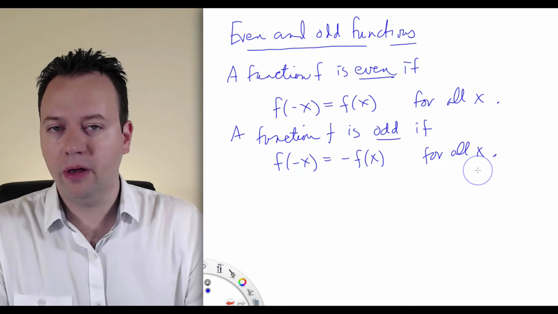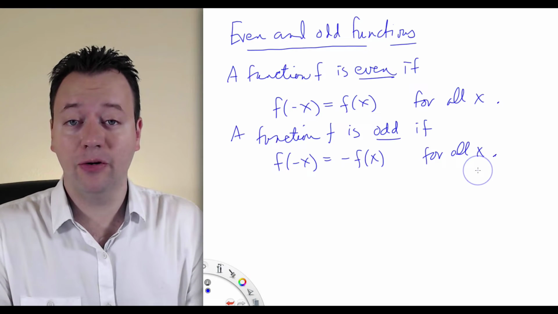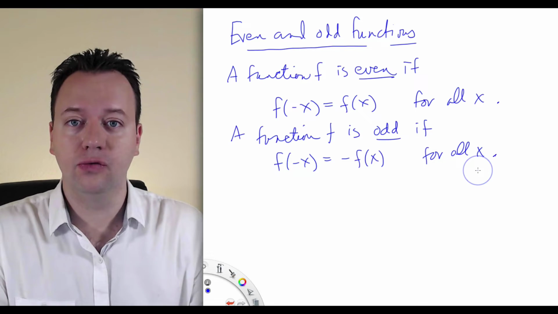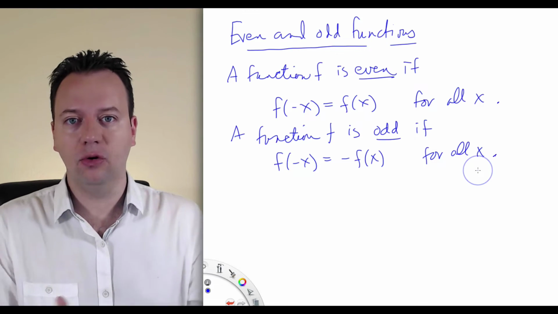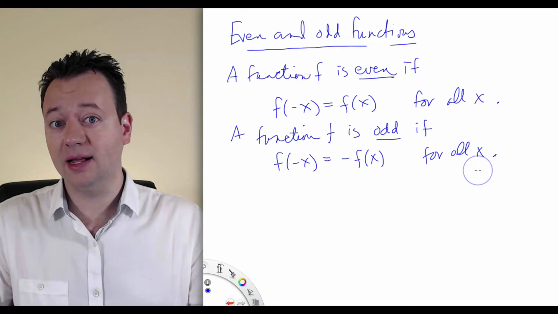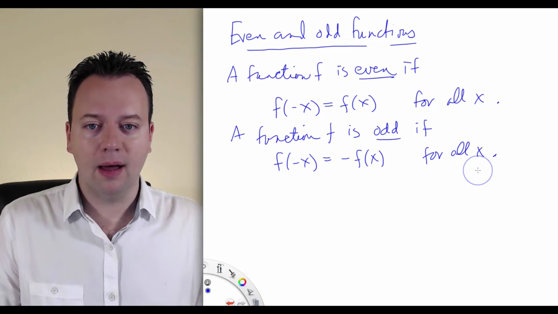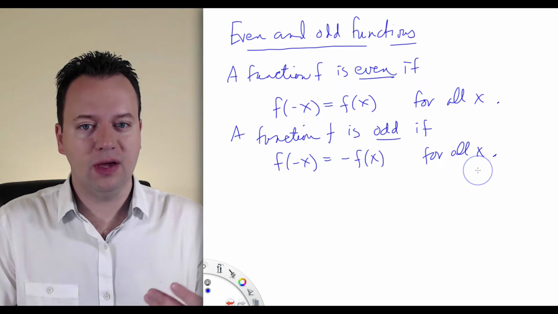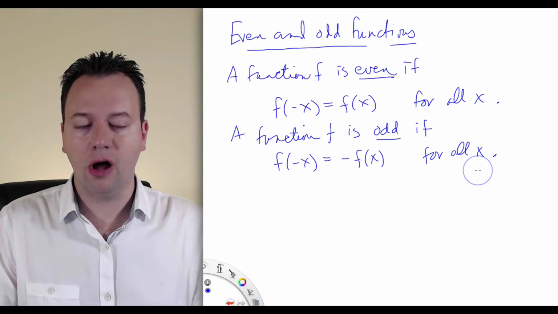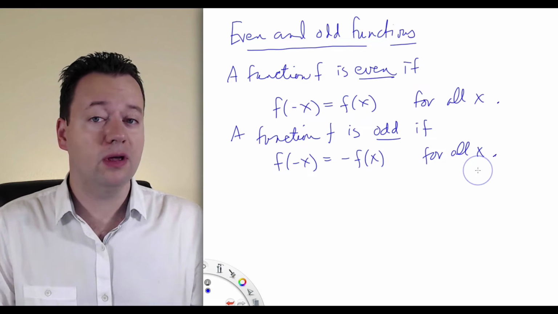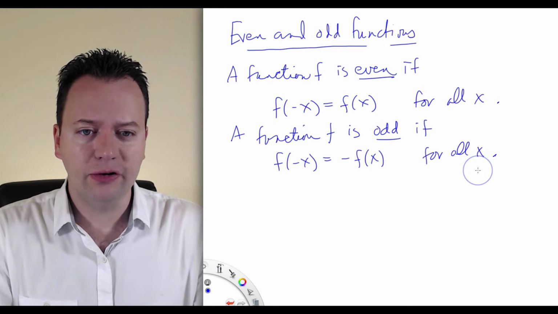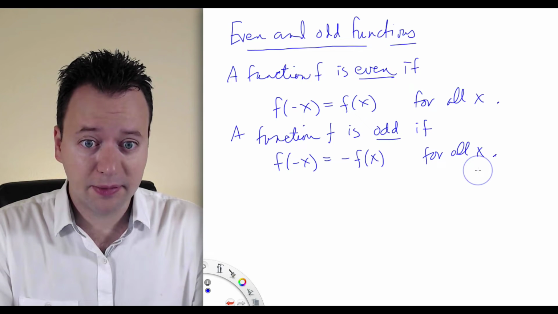First of all, a function can be neither even nor odd, right? So this is not an exclusive group where every function must be even or odd, like every integer has to be either even or odd. In this case, there could be functions that are even, functions that are odd, and functions that are neither even nor odd. So even and odd functions have specific types of symmetry.